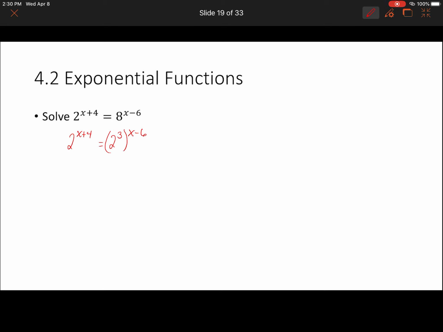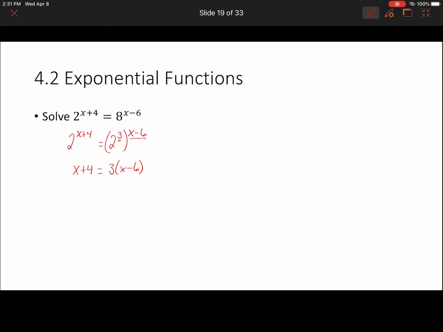And again, one of our exponent rules says that if we take a power and raise it to another power, like this 2 cubed raised to the x minus 6 power, then we multiply those exponents. And so, since our base is 2, this means that x plus 4 has to be equal to 3 times x minus 6. Again, when we raise a power to another power, you multiply exponents.